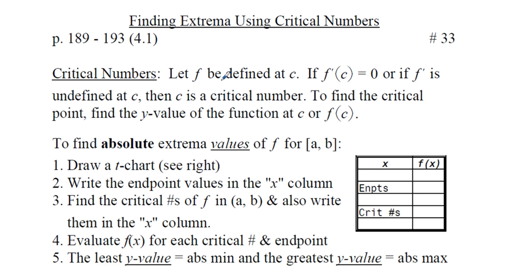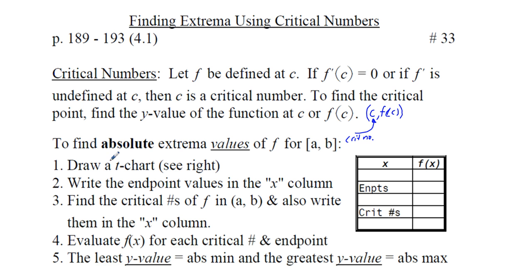Okay, critical numbers. Let f be defined at c, or x equals c. If f prime of c equals 0, or if f prime is undefined at x equals c, then c is a critical number. To find the critical point, find the y value of the function at c, or f of c. And so the critical point we can write as a coordinate pair, which would be (c, f of c), and it is the x value, c, that is going to be the critical number. Just abbreviate critical number, okay?